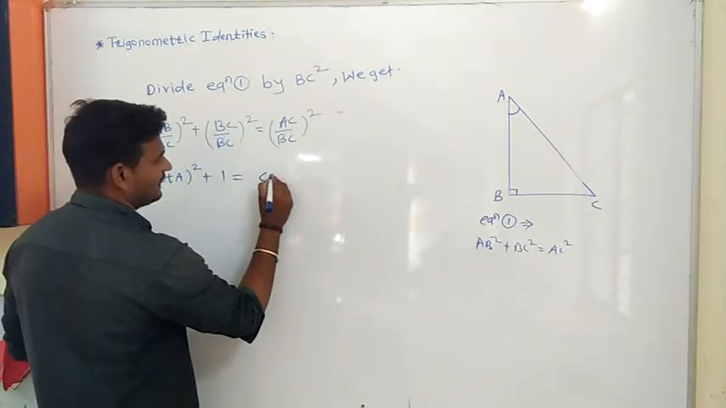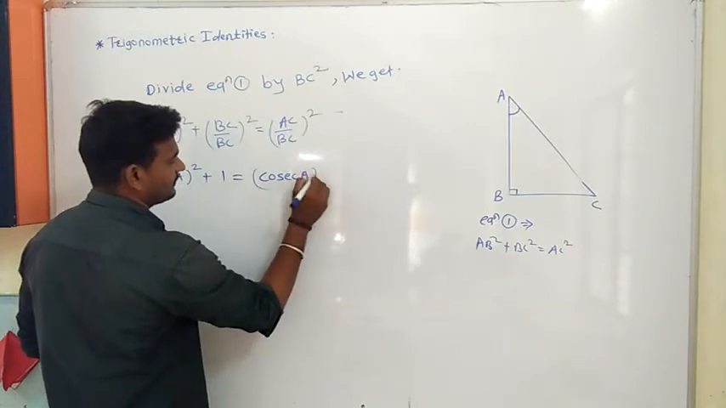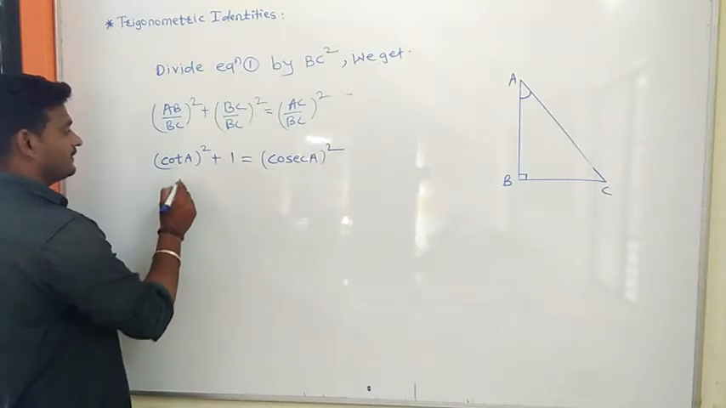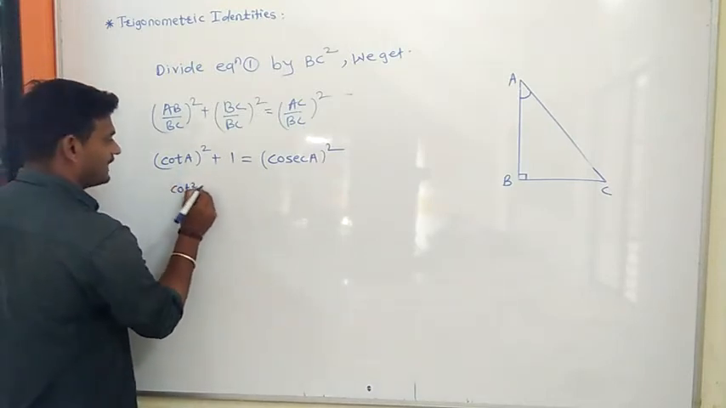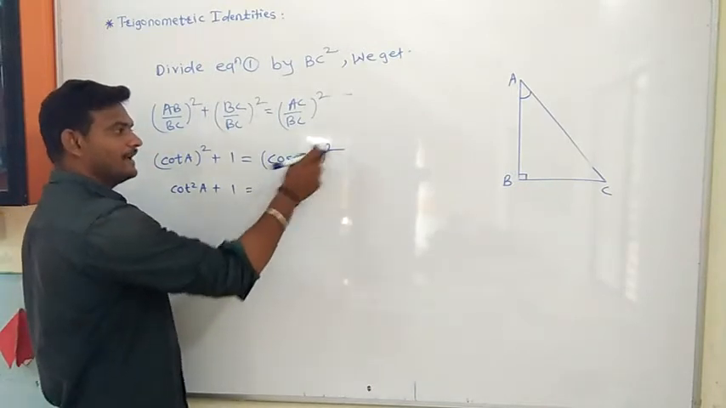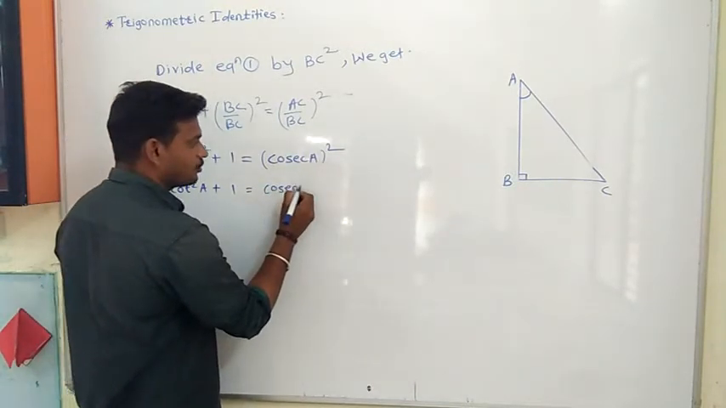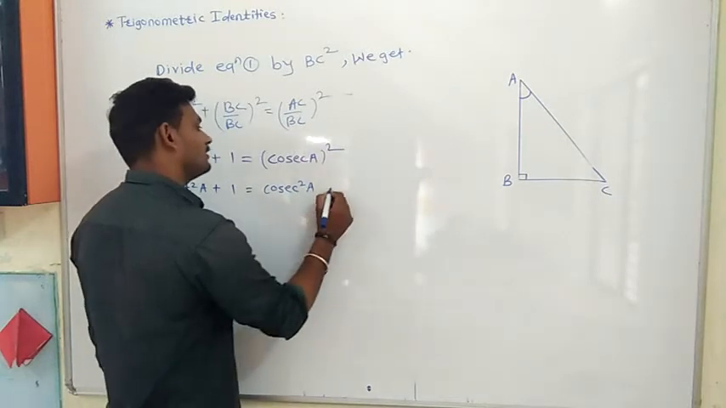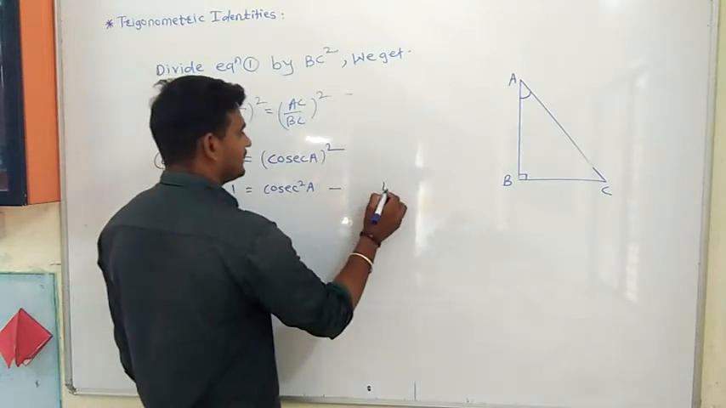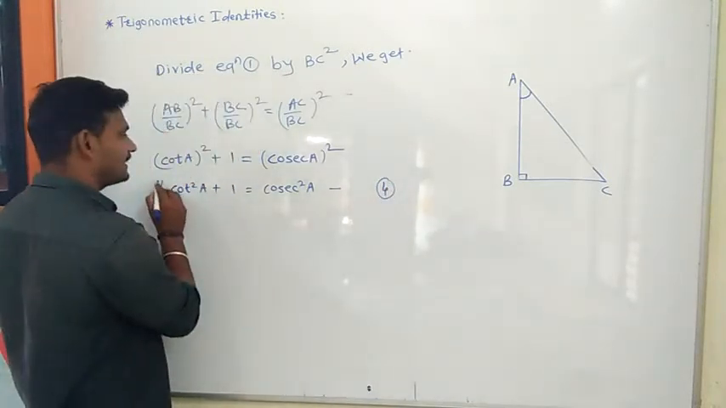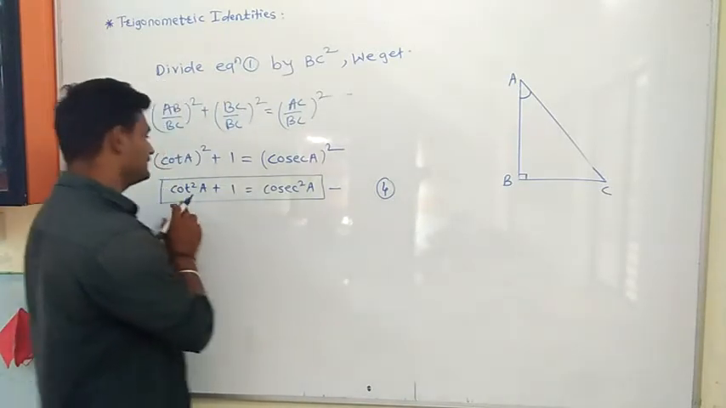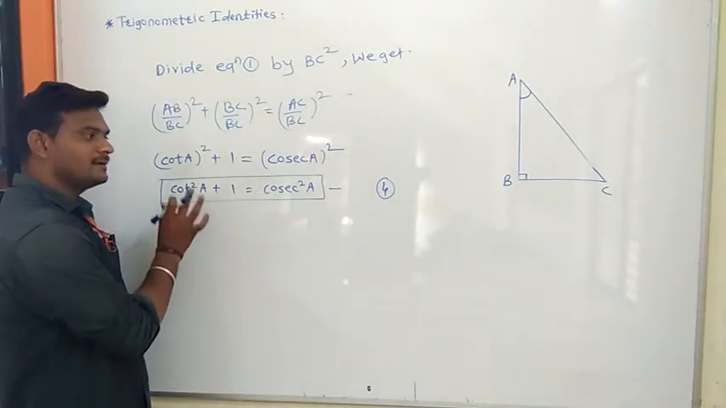Therefore AC by BC we will get cosec of A. Now cot of A squared can also be written as cot square A plus 1 as it is, and cosec of A squared can also be written as cosec square A. Now we got trigonometric identity number 3. I will mark it as equation number 4. This is equation number 4 we got, and this is trigonometric identity number 3.